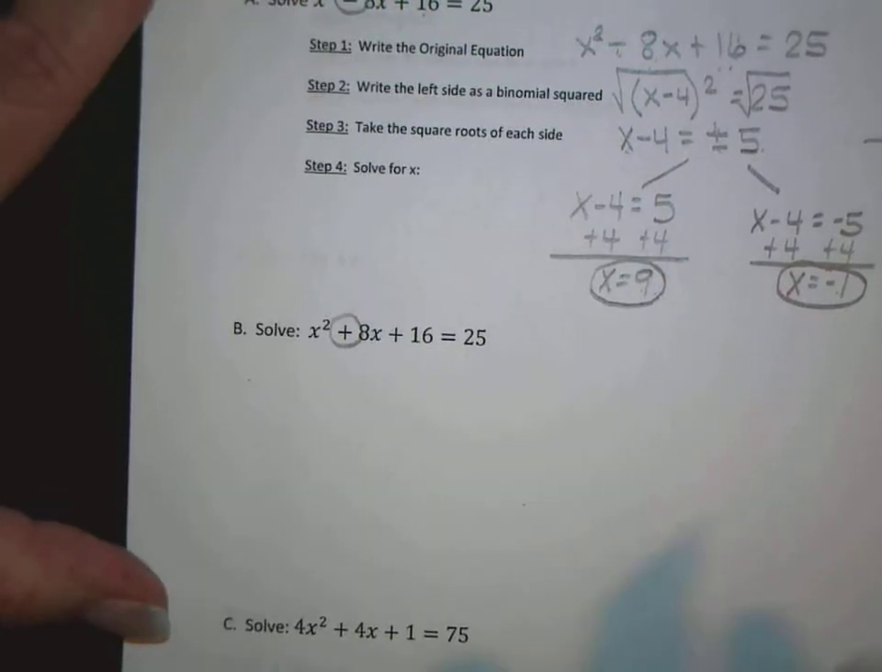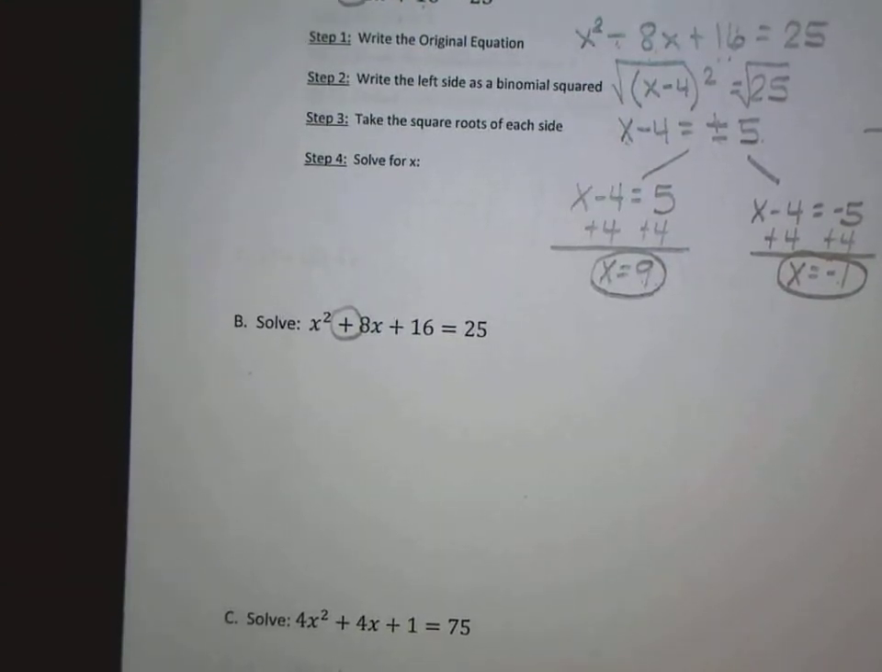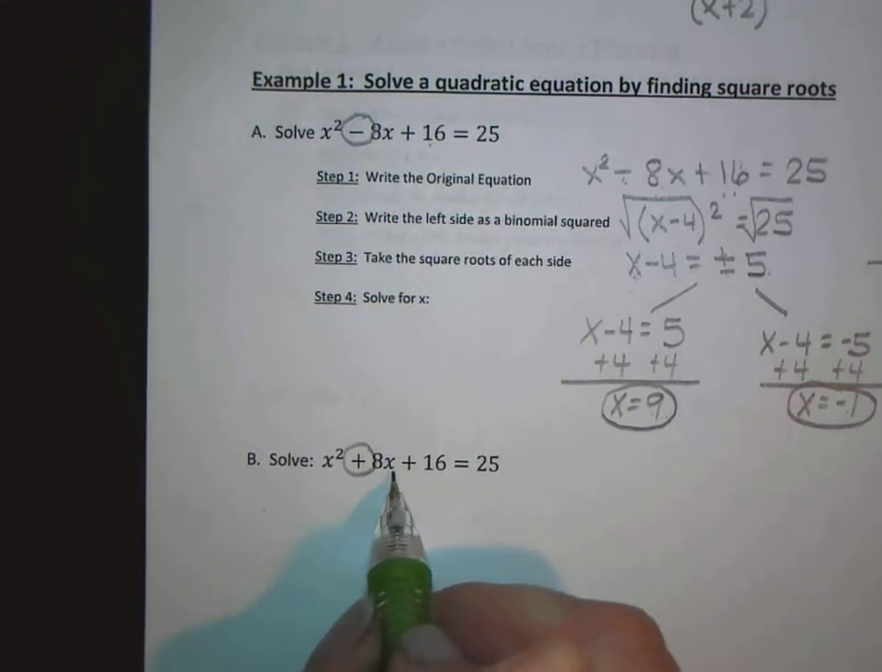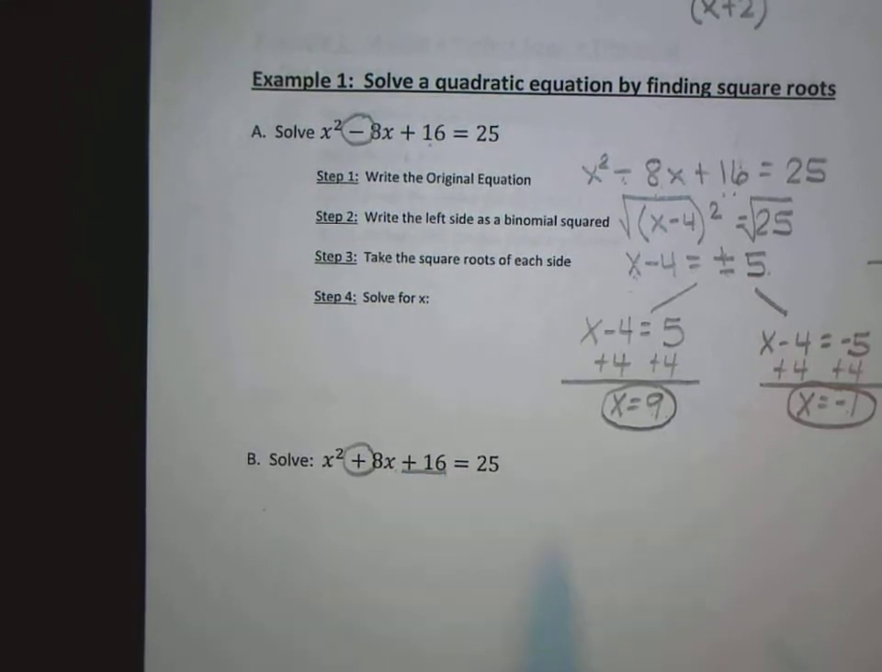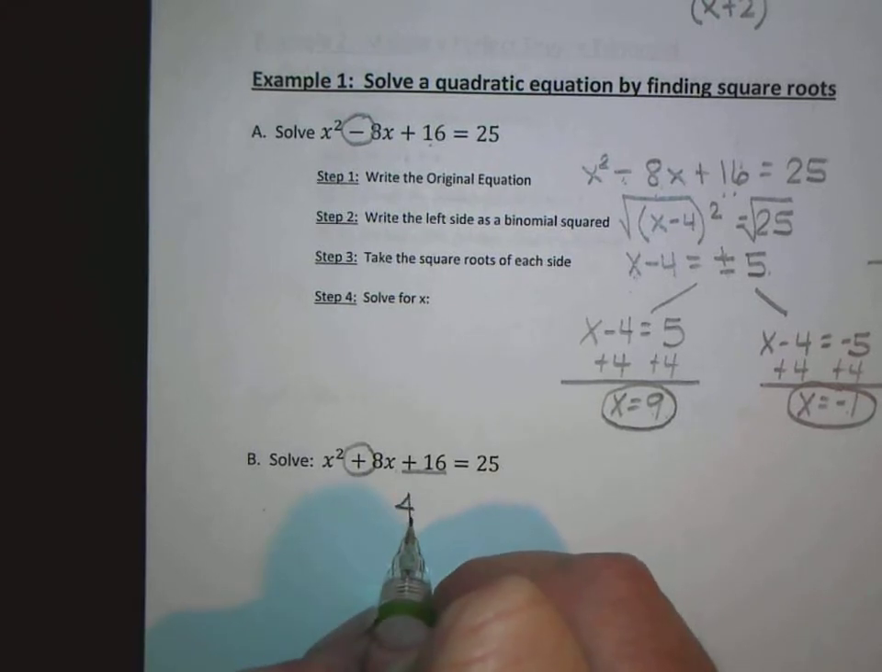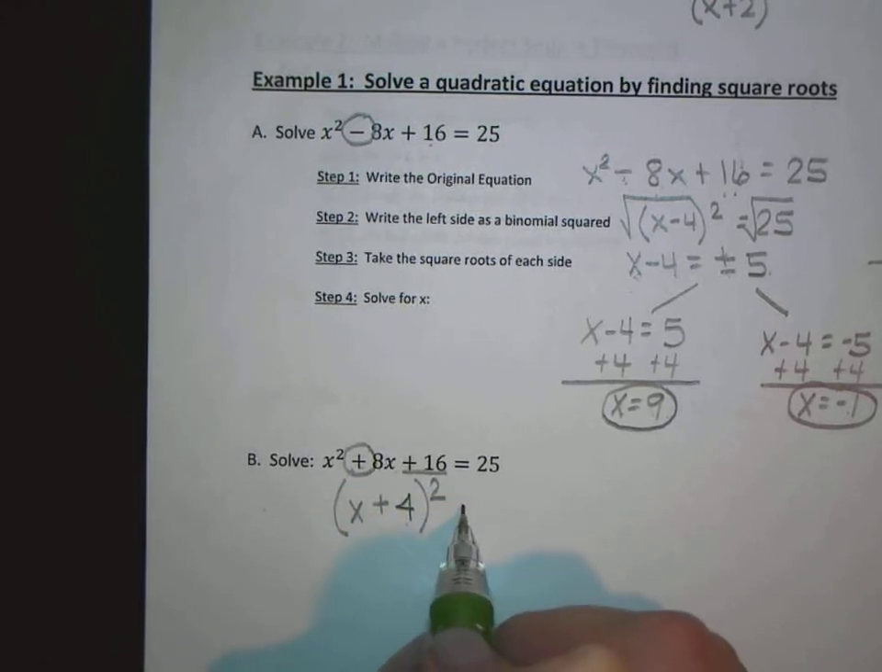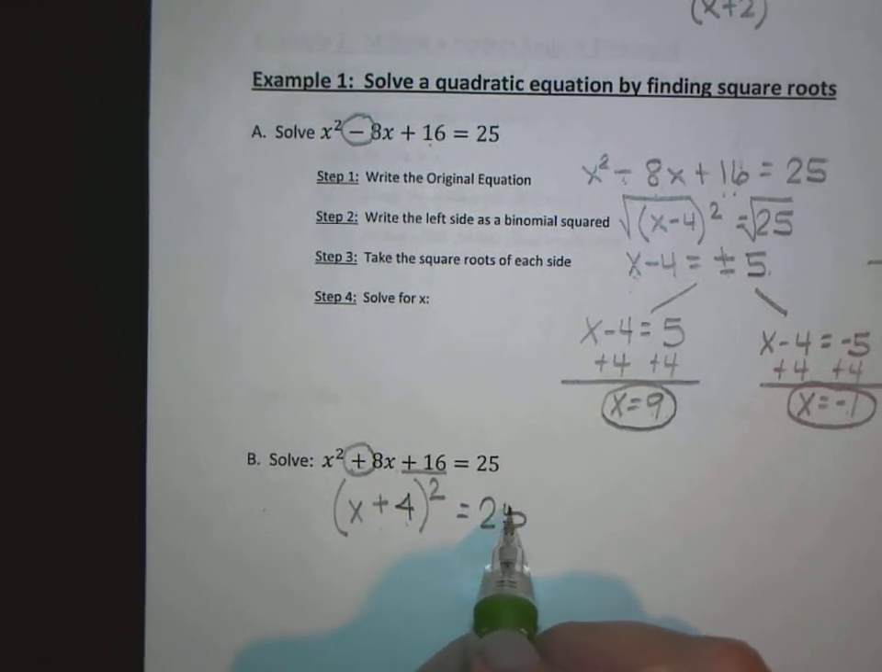This one is negative 8x. This one is positive 8x. So that means the factoring is going to be different. So you're looking for two numbers that multiply together to give you 16, but add together to give you a positive 8. So this one is actually going to be x plus 4 all squared equals 25.